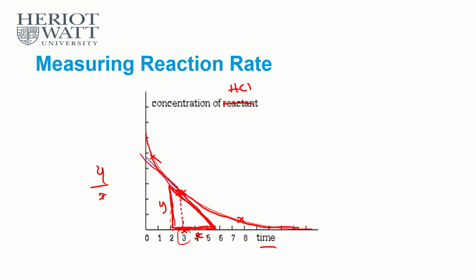Number 2, measure the volume of gas. Number 3, measure the concentration change, regardless of reactants or product. As long as you conduct a titration to determine the concentration of a reactant or a product over time, we can determine the rate of reaction. So these are the ways to measure the rate of a reaction.